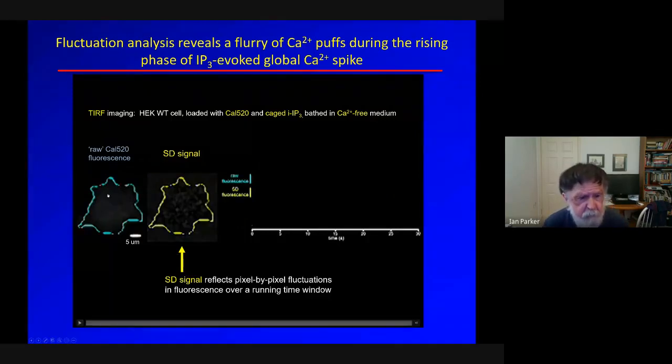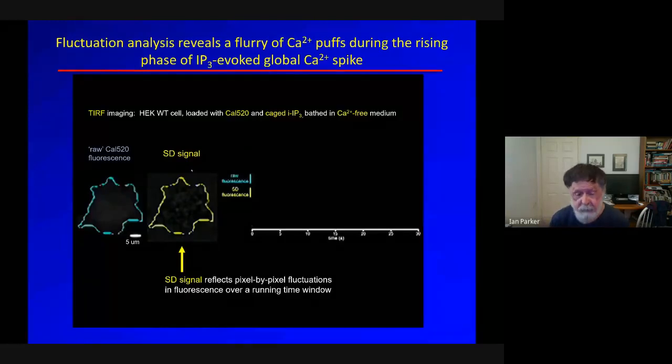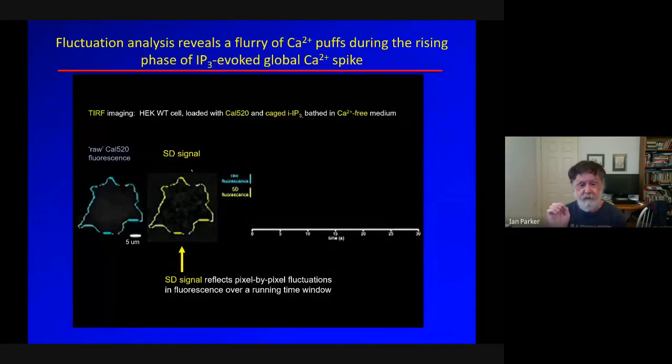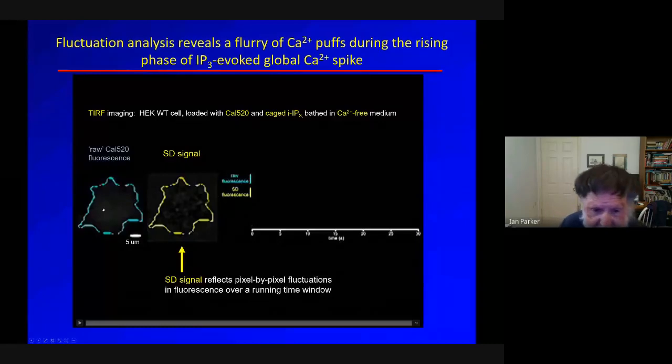So here, I'll show you a movie. This is the raw fluorescence record from the cell, what would come out of the camera. We then process these records through an algorithm that's looking for fluctuations. On a pixel by pixel level, we're looking for changes in time of the fluorescence. The calcium puffs are very brief, transient local signals. The global rise is much slower and spatially homogeneous. So by doing this fluctuation analysis, we can separate out the puffs better.